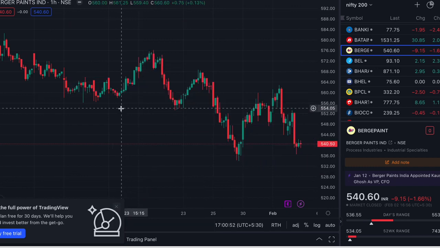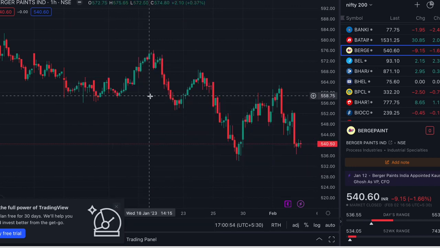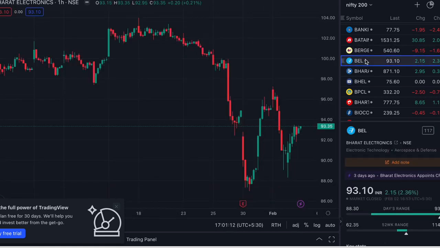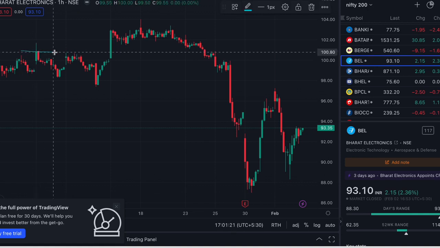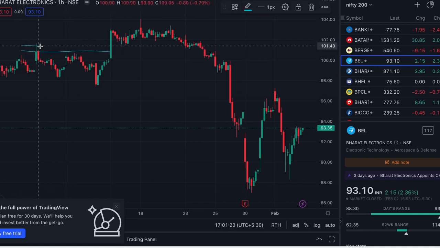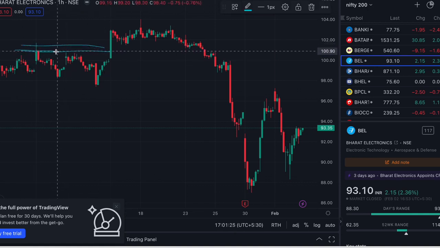Now I'll move on to the next chart. Beautiful. Here, Bharat Electronics, this was the recent high of the market, right? So we are going to mark this particular level like this. We don't know yet whether it is a level or not, but to analyze it, we have to mark it.